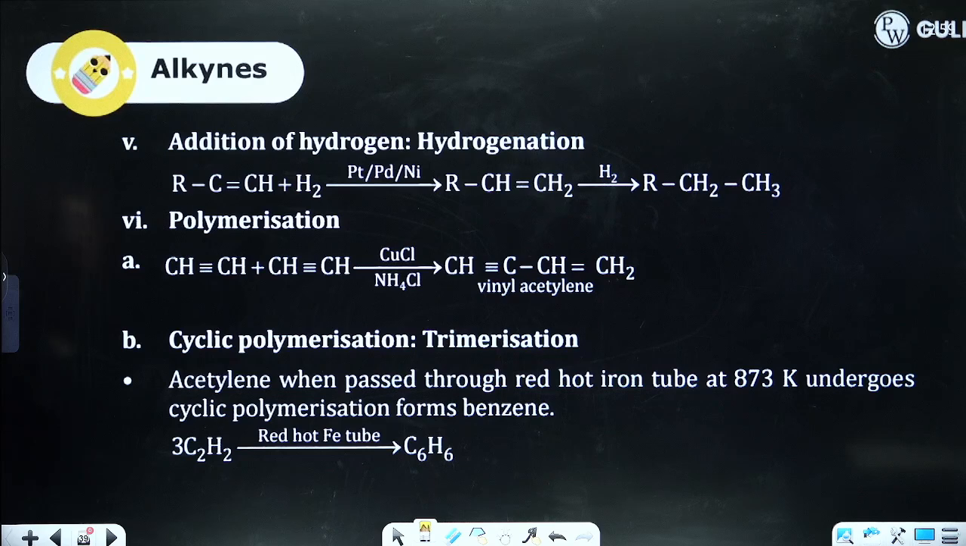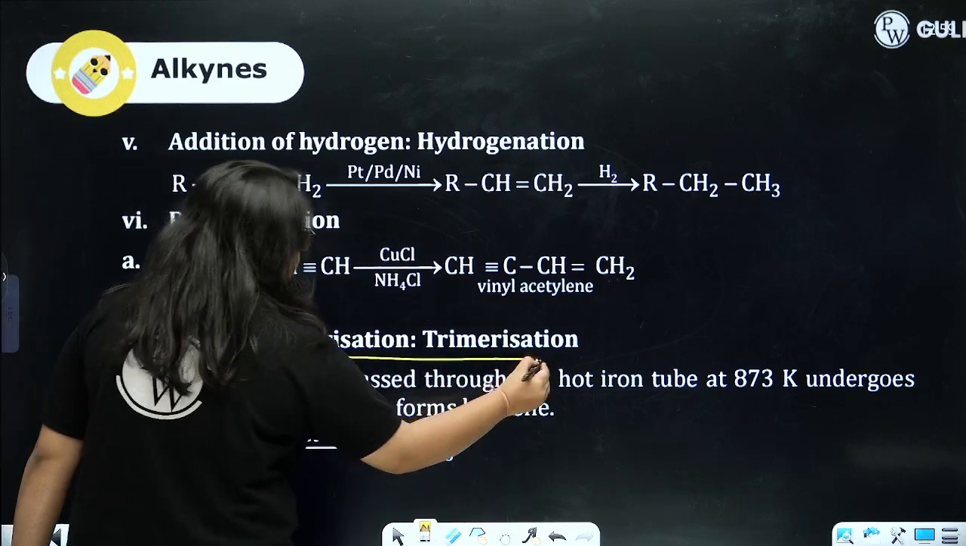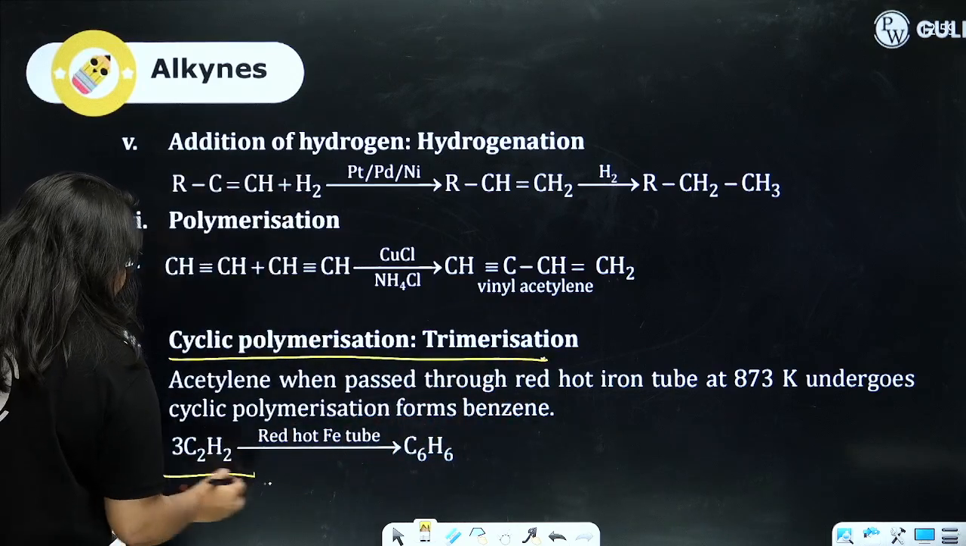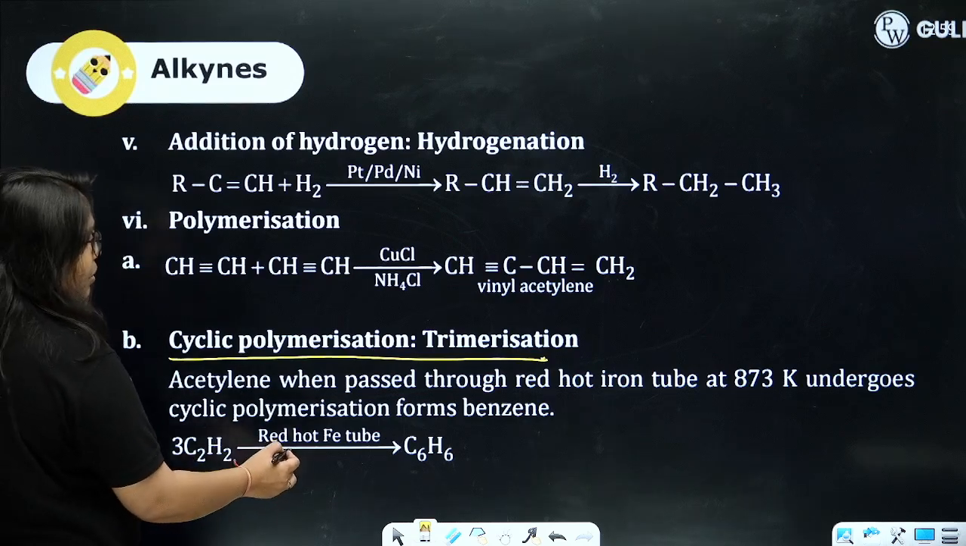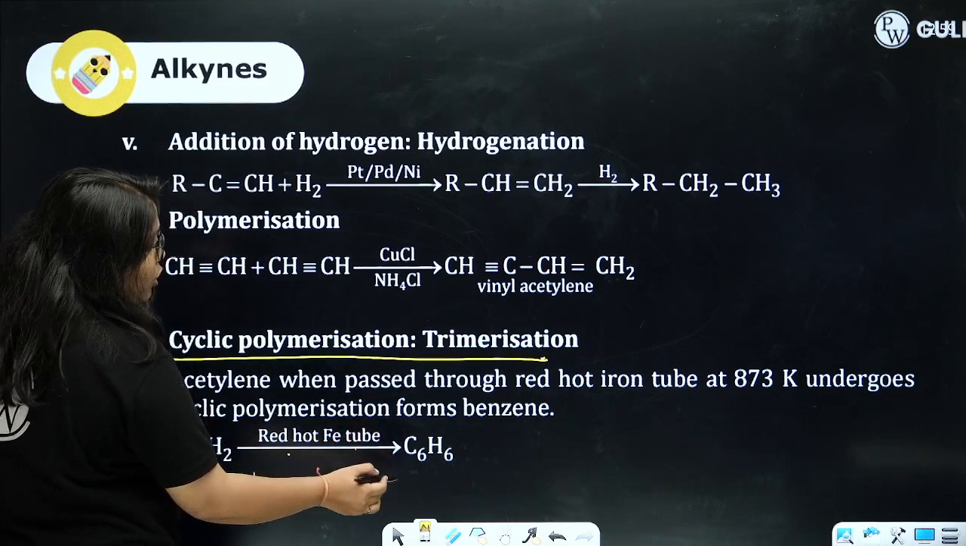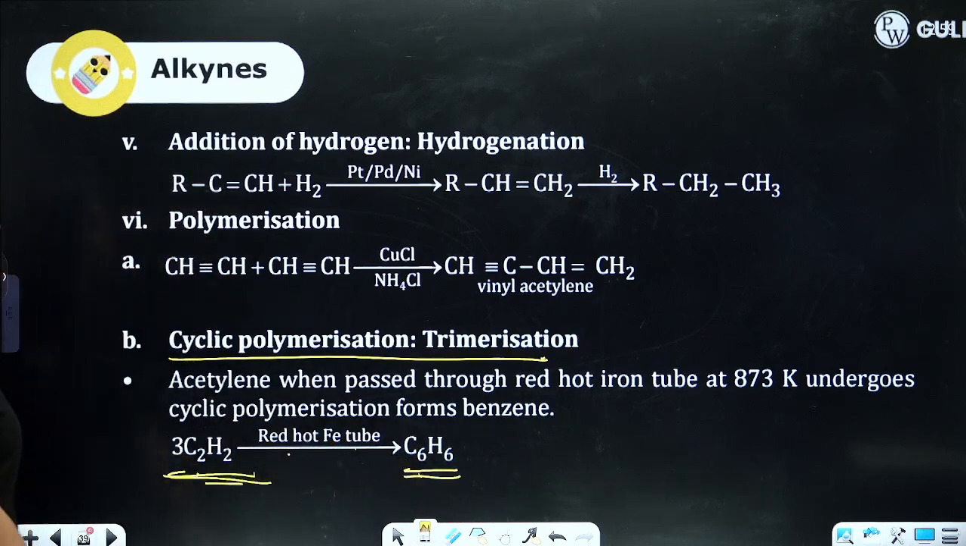Addition of hydrogen, same thing, in the presence of nickel, palladium, or platinum, it gives rise to alkene, and alkene further gives rise to alkane. Polymerization also takes place in the presence of copper chloride and ammonium chloride. You will get vinyl acetylene. And finally, cyclic polymerization, also known as trimerization: when 3 moles of acetylene are treated with a red hot copper tube or iron tube, you will get benzene. This is the method of preparation of benzene.